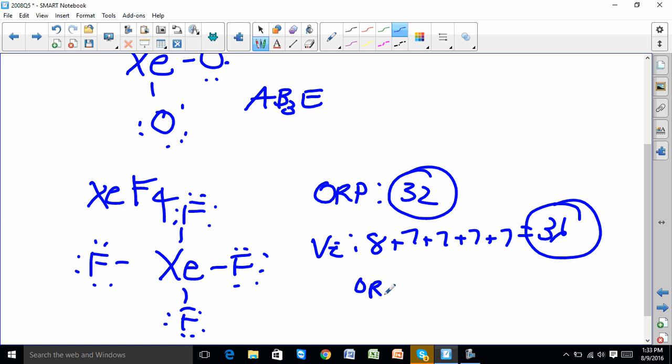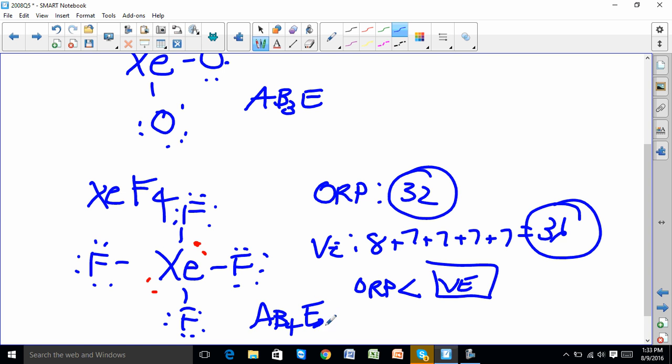And because ORP is less than VE, that means we have too many valence electrons, and so we have to add some dots. I'm going to switch pen color so that you can see the difference. The real structure is you have to add 4 dots. And so what happens is this ends up being an AB4E2. All right, so having said that, all you got to put in the boxes are those 2 pictures.